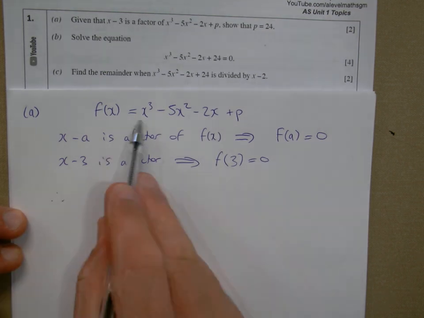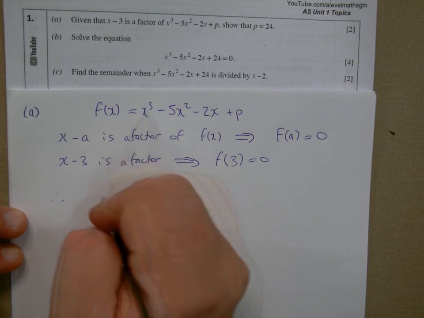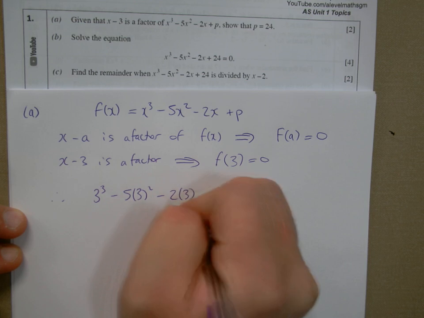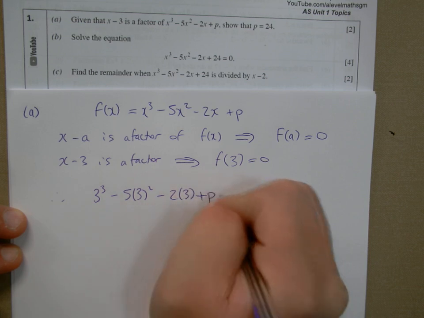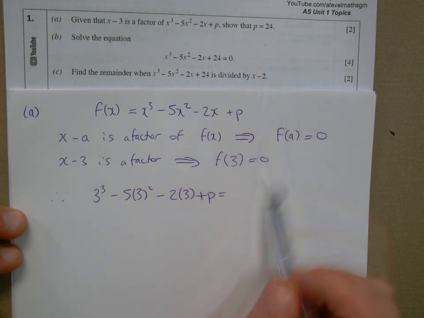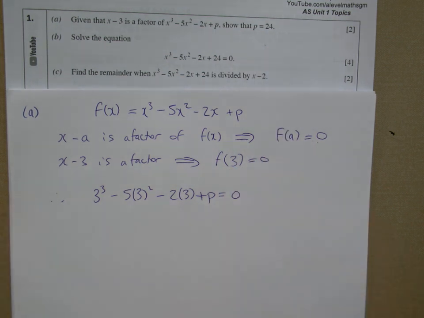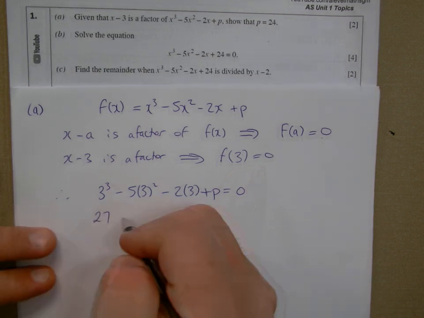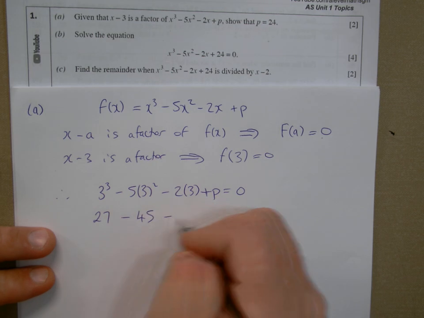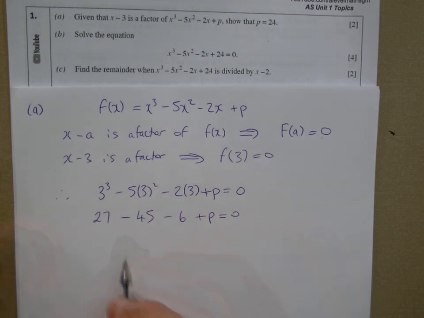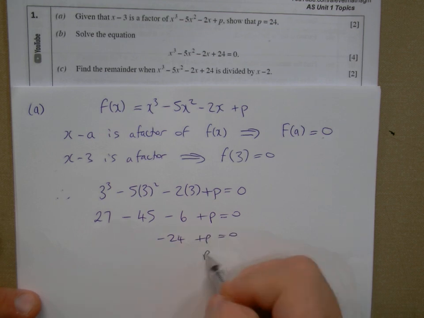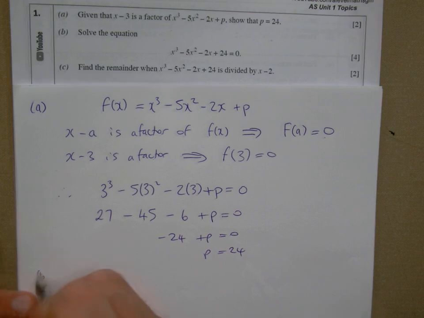So if f of 3 is 0, we'll set x to be 3, put 3 in, so 3 cubed minus 5 times 3 squared minus 2 times 3 plus p, and that will equal, of course, 0. We're expecting f of 3 to be 0. Now we can use a calculator on this, because it's in the calculator exam. If you want to work them out separately, that's fine, or you can work them out in one go. You do that and it comes to minus 24. So that means p is equal to 24. Okay, job done.